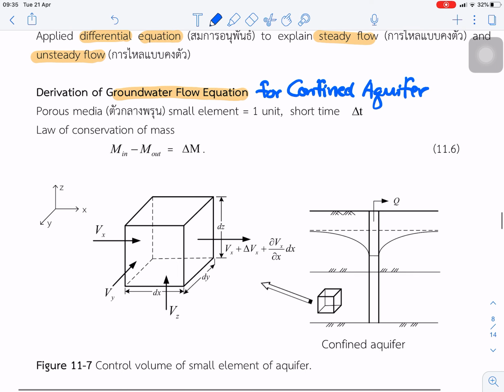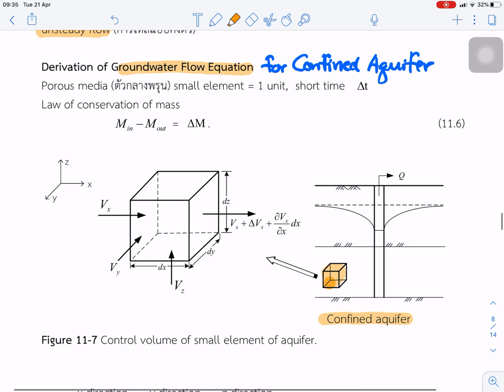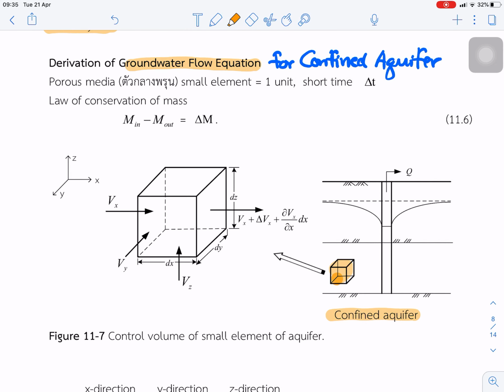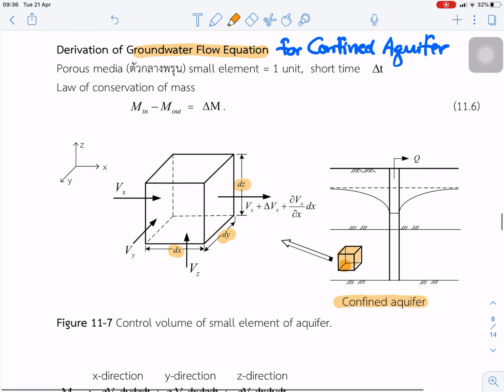Okay, let's say this is a confined aquifer, and we take a small cube of the porous media, or a cube of sand. The size of this is dx, dy, dz. And we put it in the rectangular coordinates x, y, z to explain the flow. So it means the flow can pass through three directions. We start from the x direction first.